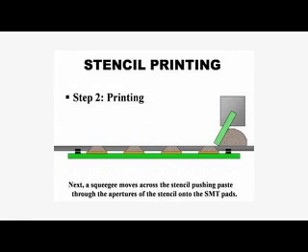Step 2 is printing. The board is brought to the stencil, and then a squeegee is moved across the stencil, pushing paste through the apertures of the stencil and onto the surface mount pads.